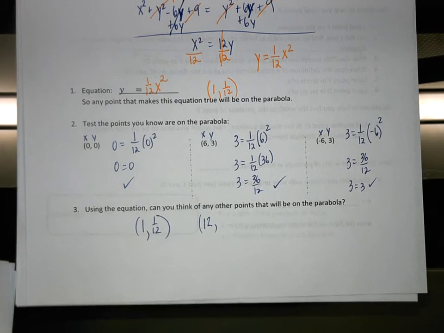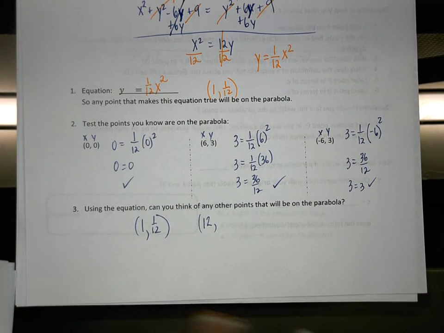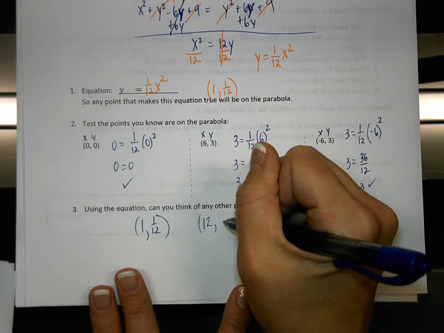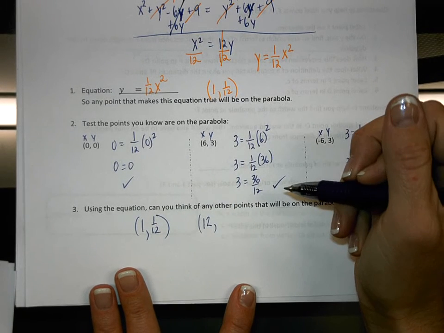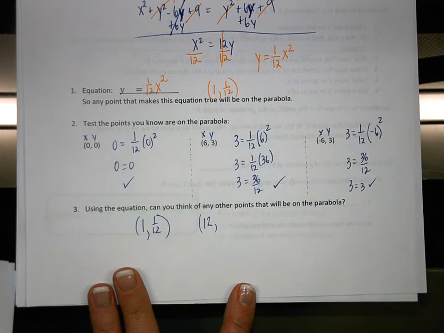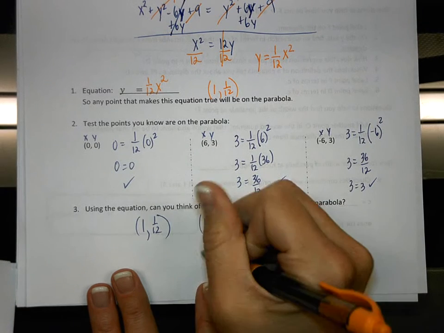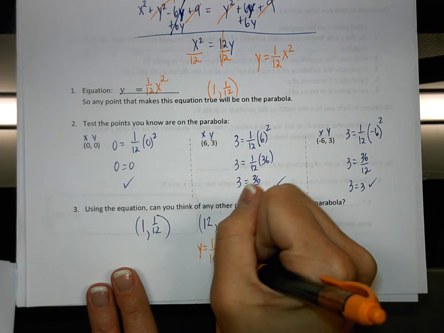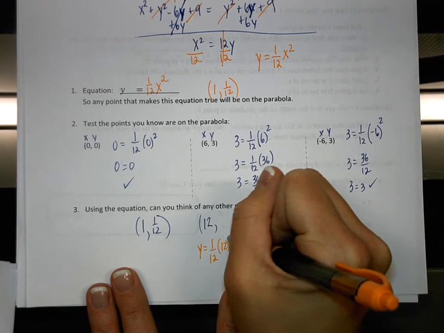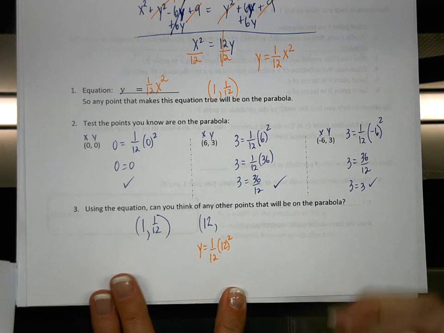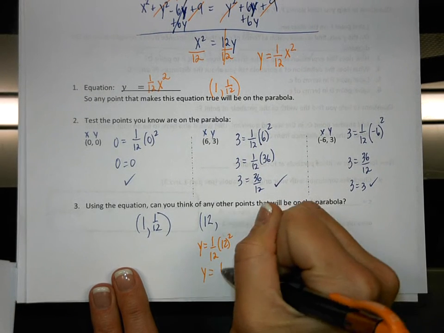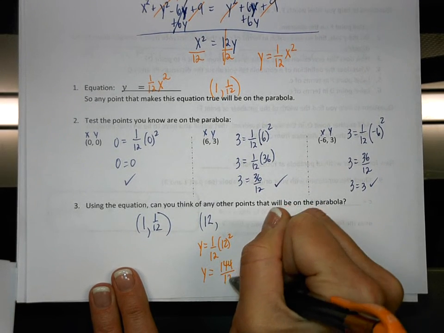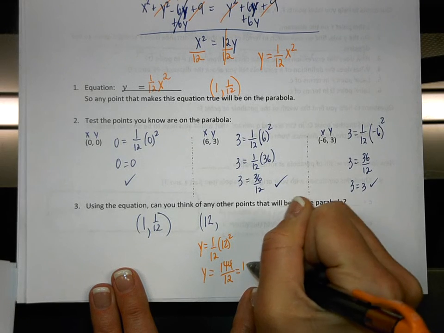1. Very good. Oh wait, not 1. Let's try again. Because we go y equals 1 over 12 times 12 squared, right? So we're going to end up getting y equals 144 over 12, which equals 12. Good. So 12, 12.